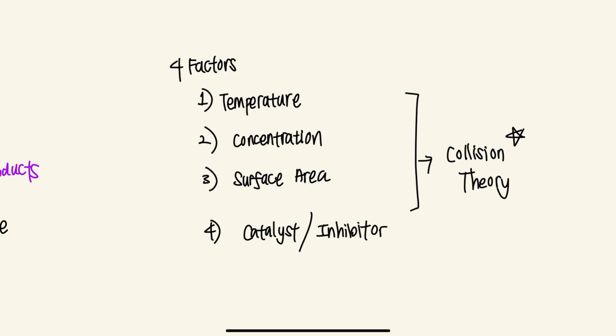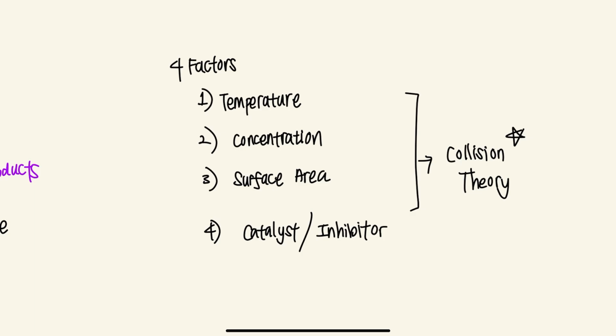So before I explain the 4 factors, we need to understand what collision theory is. Collision theory states that in order for reactant particles to react, they must collide. And for a collision to be effective, particles must collide with sufficient energy and proper orientation. So what that means is that they need to collide with enough kinetic energy, and they must hit each other in specific areas of the particle.